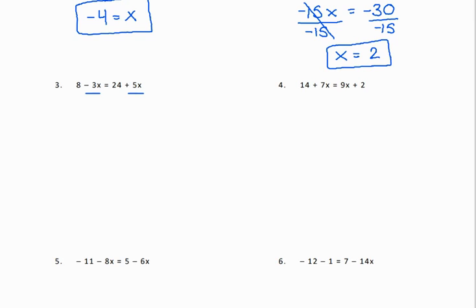But because I prefer that, what I would do is I would try to move this 5x over to the left. But it's okay if you prefer to move that negative 3x to the right. Okay? Either way is correct. So I'm going to start with moving that 5x. It's a positive 5x, right? It's saying 24 plus 5x. So how do I undo plus 5x? We subtract 5x. So I'm going to do that to both sides.